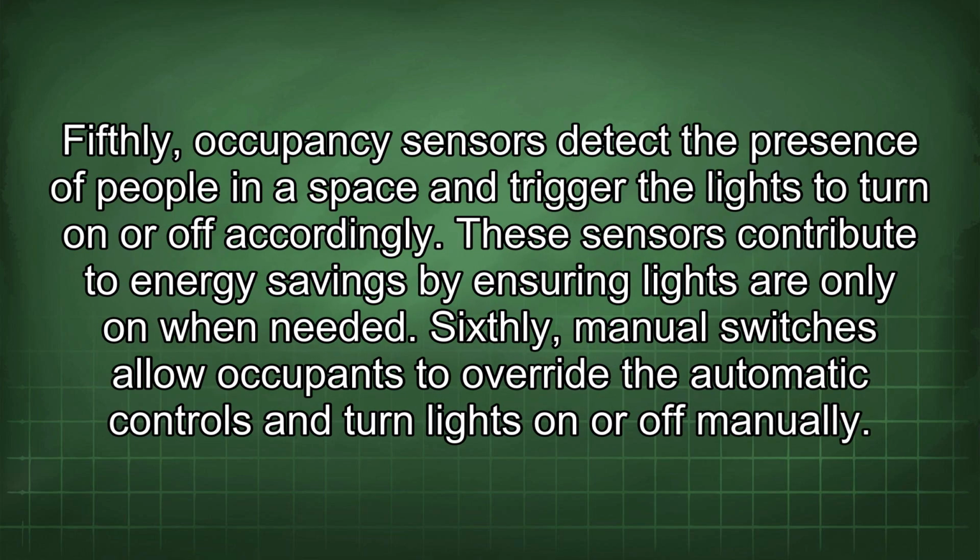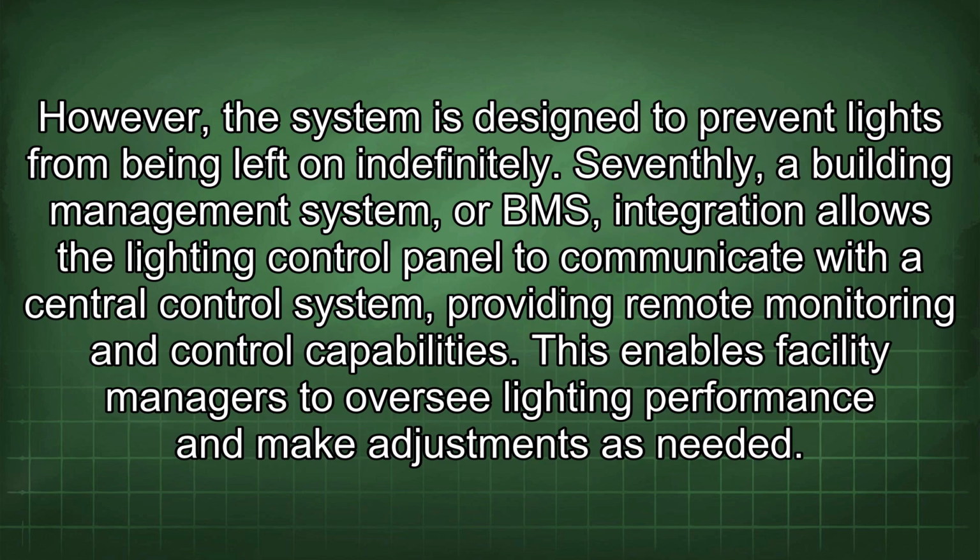Fifthly, occupancy sensors detect the presence of people in a space and trigger the lights to turn on or off accordingly. These sensors contribute to energy savings by ensuring lights are only on when needed. Sixthly, manual switches allow occupants to override the automatic controls and turn lights on or off manually. However, the system is designed to prevent lights from being left on indefinitely.